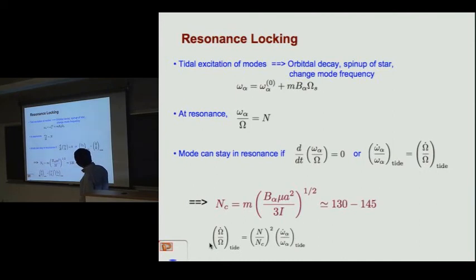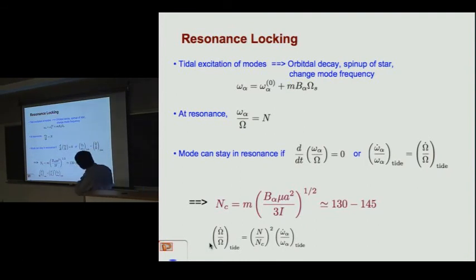So the spin angular frequency of the star is changing, and that means the mode frequency is also changing. The mode frequency depends on the spin frequency. So when you have a resonance, both things are changing. The orbital frequency is changing, the spin frequency is changing.